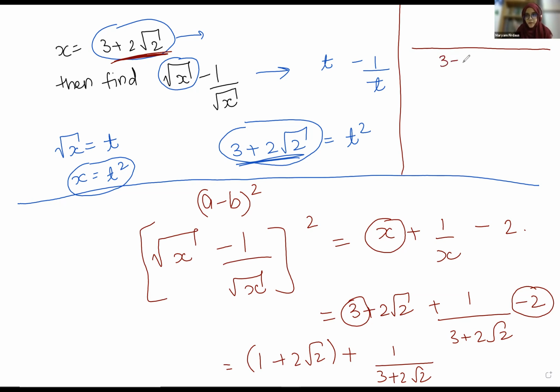So 3 plus 2 root 2 is the LCM. And over here we have 1 plus 2 root 2 multiplied by 3 plus 2 root 2, and we're left with plus 1. So this becomes 3 plus 6 root 2 plus 2 root 2 plus 2 root 2 squared. No, I'm sorry, 4 into 2 is 8, plus 1, by 3 plus 2 root 2.